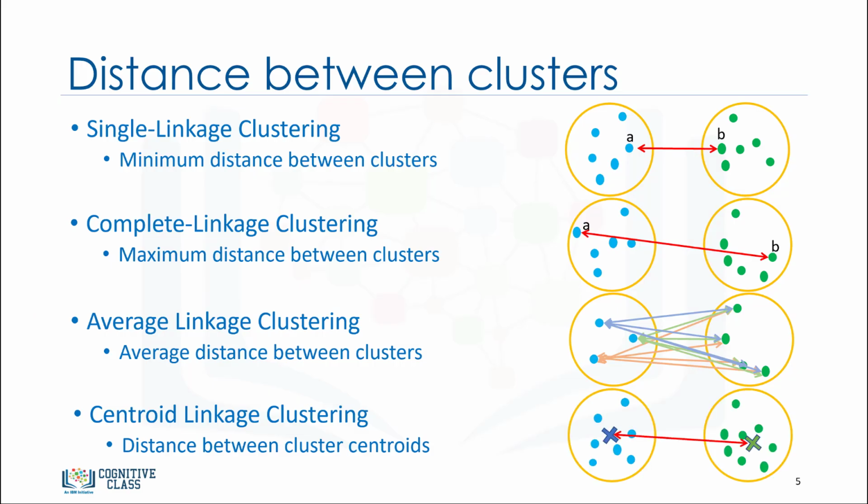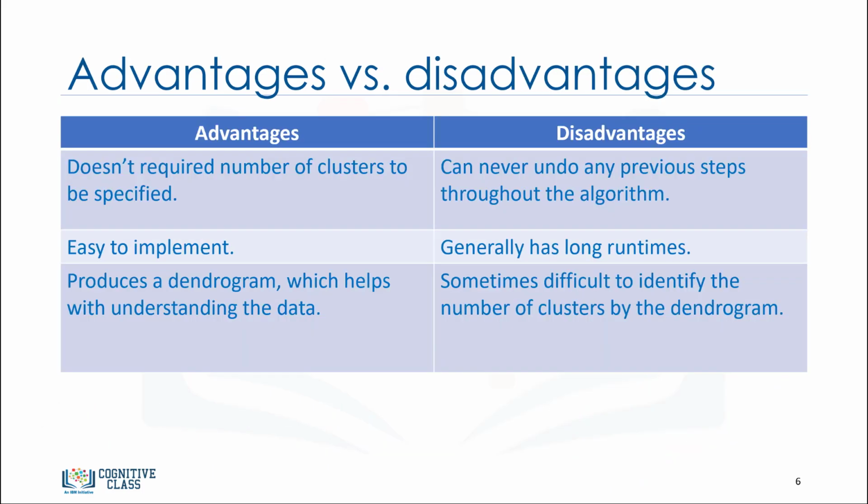The final linkage type to be reviewed is centroid linkage clustering. Centroid is the average of the feature sets of points in a cluster. This linkage takes into account the centroid of each cluster when determining the minimum distance. There are 3 main advantages to using hierarchical clustering. First, we do not need to specify the number of clusters required for the algorithm. Second, hierarchical clustering is easy to implement. And third, the dendrogram produced is very useful in understanding the data.